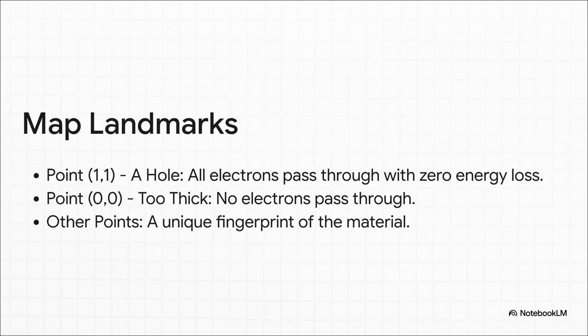And every good map has landmarks, right? On this one, the top right corner, (1,1), represents a perfect hole in the sample. It means 100% of electrons zipped right through, and 100% of them lost no energy. Easy. The bottom left corner at (0,0) is the total opposite. That's a spot so thick and dense that zero electrons get through at all.